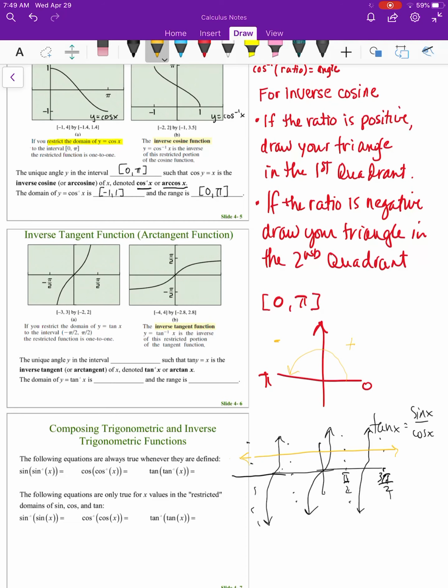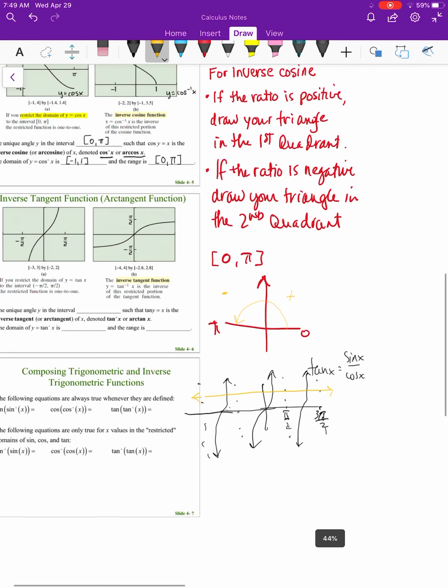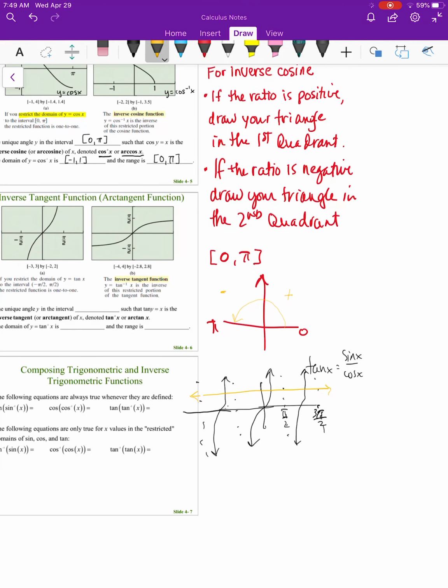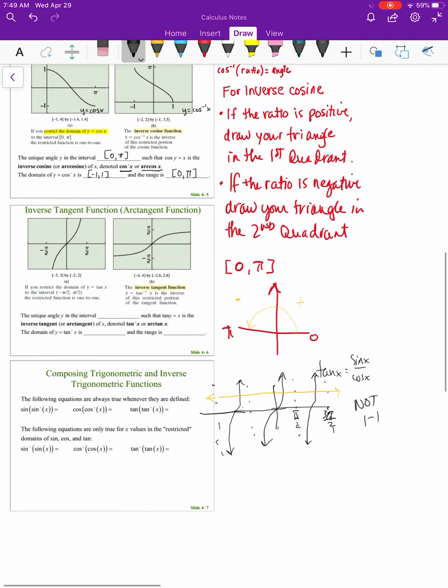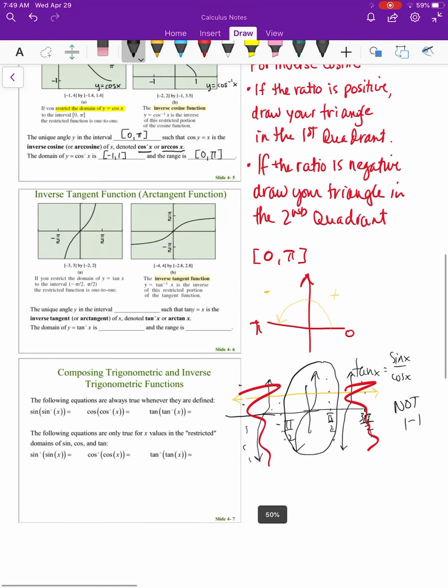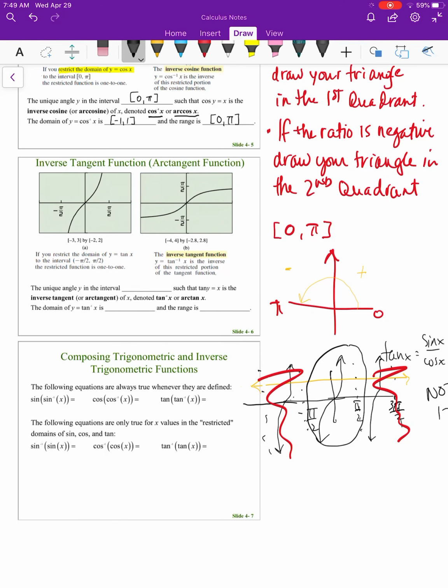So you could see that if I tried to draw to see whether it was 1 to 1, it's not going to be 1 to 1 unless we restrict the domain. So again, not 1 to 1. So we restrict the domain. So we're just going to focus on that one. We're not gonna do any of the others. Okay, so we're gonna focus from negative pi over 2 to positive pi over 2, only non-inclusive because they have a vertical asymptote there.